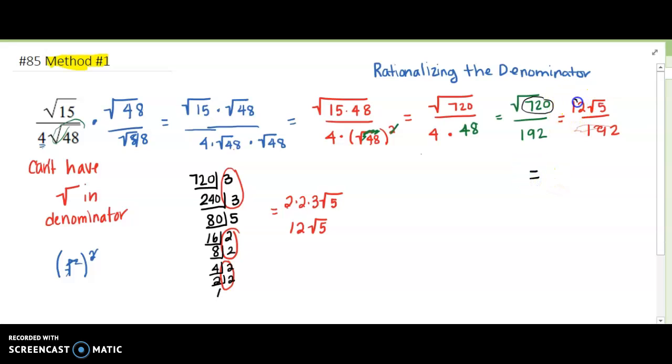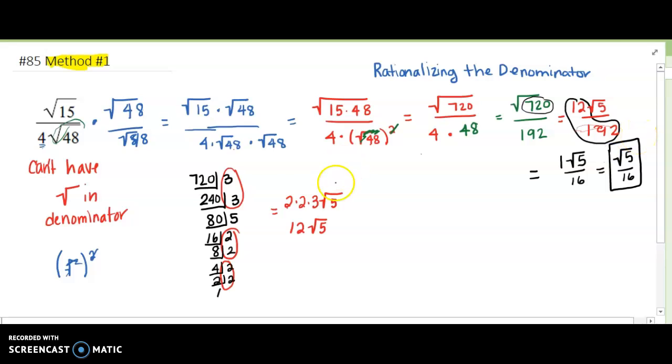This can reduce more. 12 over 192 reduces to 1 over 16. So this could just be 1 square root of 5 over 16, which is just square root of 5 over 16. That is our final answer. That's probably the longest method to do it, but it's doable.